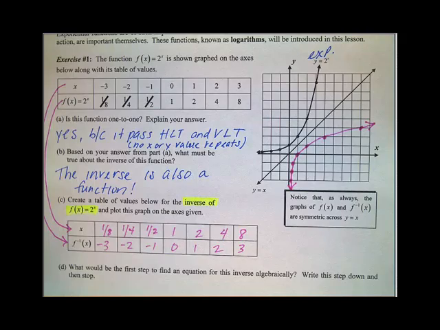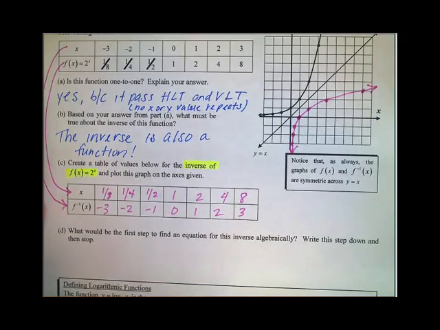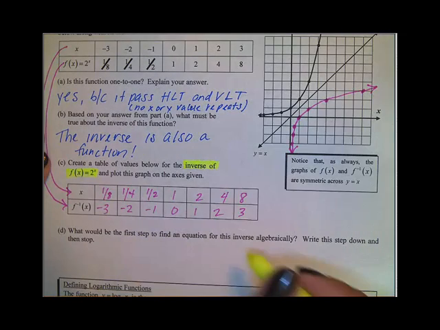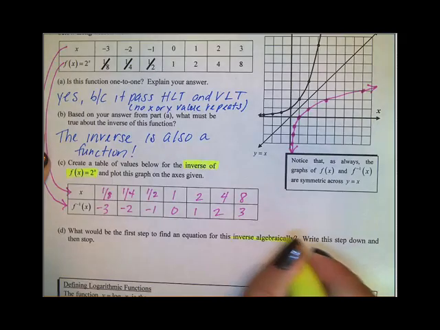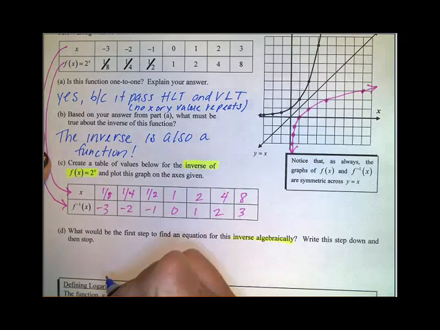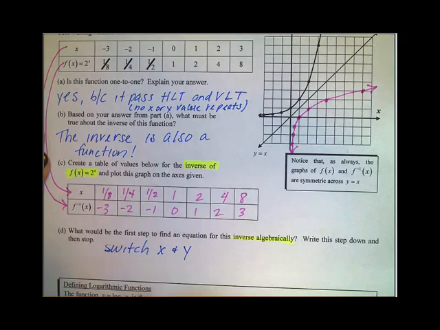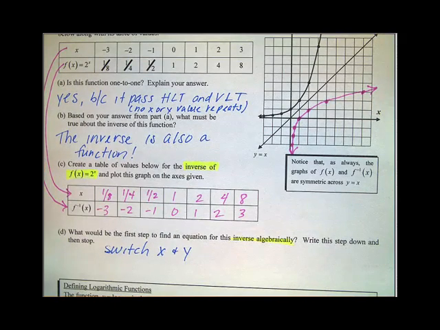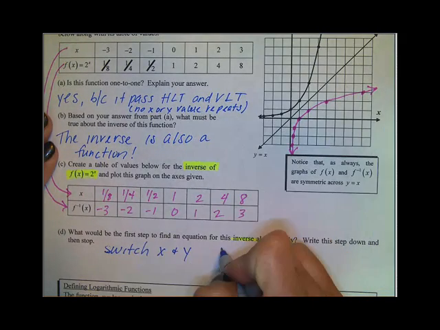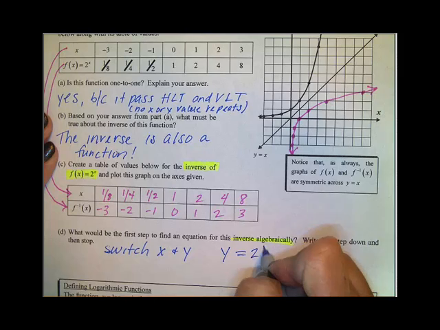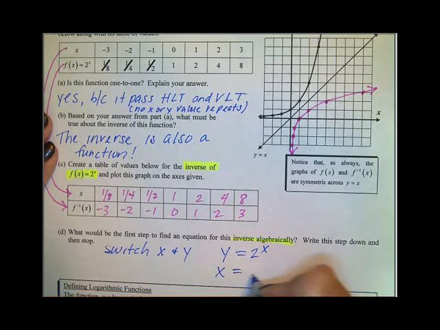What would be the first step to find an equation for this inverse algebraically? Well, how do we find an inverse algebraically? We switch x and y. So write that step down and stop. So we had y equals 2 to the x. So now we have x equals 2 to the y.